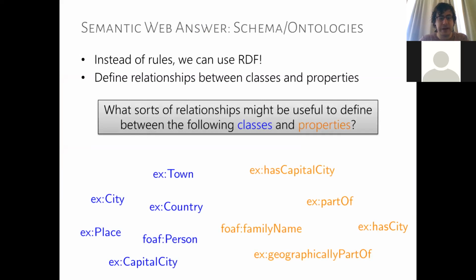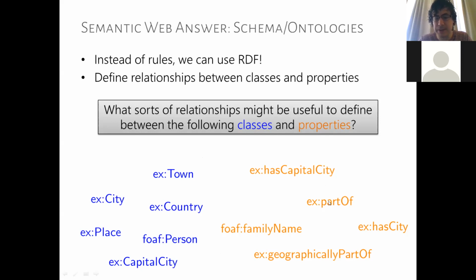So if we look at a bunch of classes here and a bunch of properties here, we might ask what kinds of relationships might be useful to define between the following classes and properties. If we look at the classes, we see that some of them intuitively have some sort of relation between them. For example, city and town, country, place, person, capital city. Intuitively, we might imagine that there are relations between capital city and city, or between city and place, or between country and place, and town and place. Full person, maybe not so much directly.